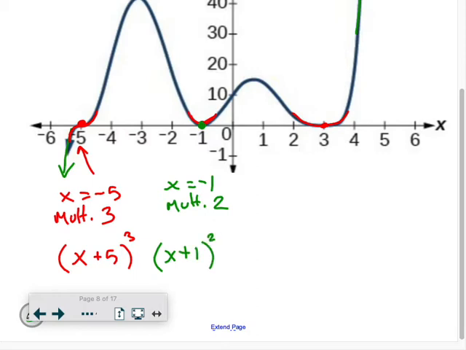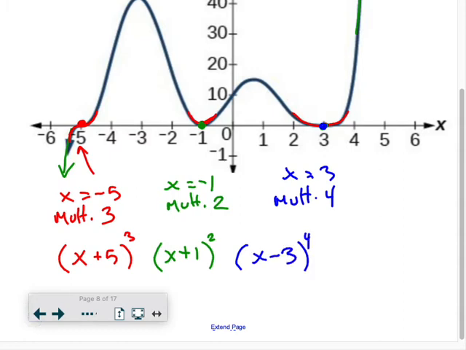And then lastly here, we have another 0 right here at 3. And again, there appears to be multiplicity. Because this one's a little flatter than the other one, I'm going to guess it's multiplicity 4 as opposed to multiplicity 2. But I have a 0 at x equals 3. I'm going to assume the multiplicity is 4, and then that means my factor is going to be x minus 3 to the 4th.